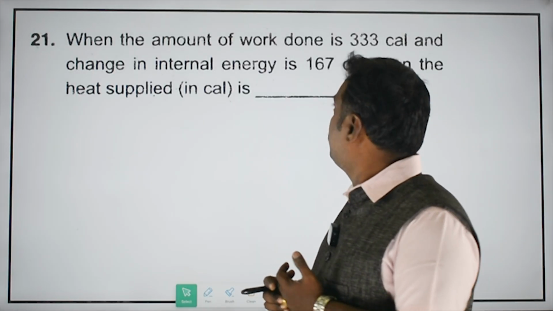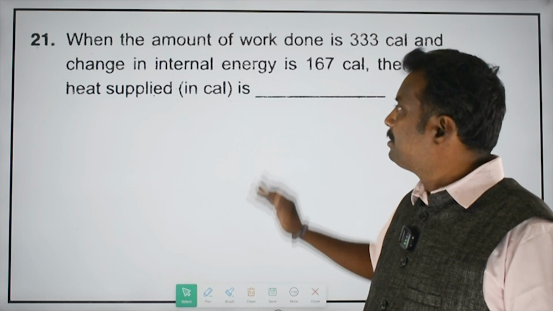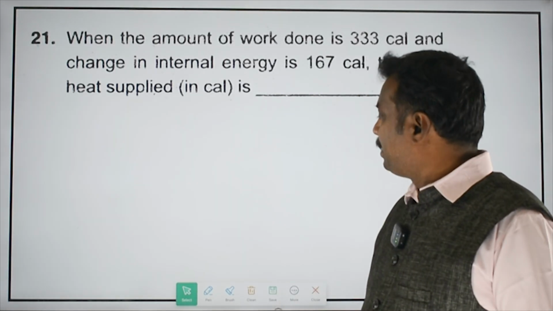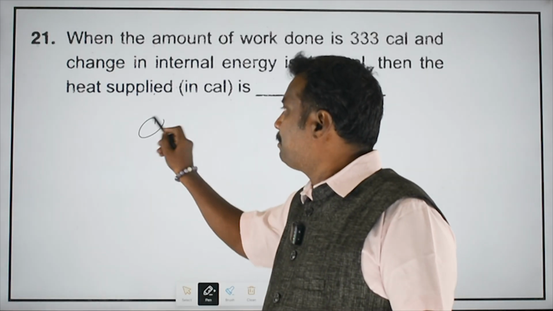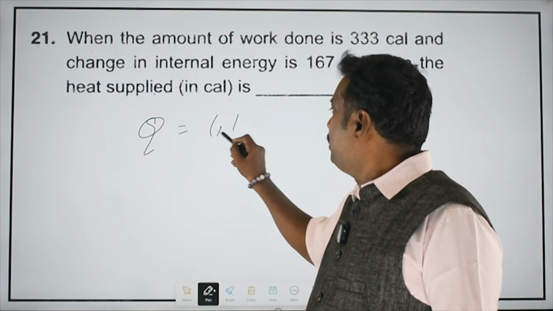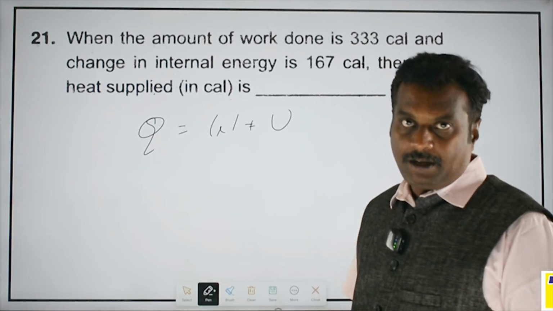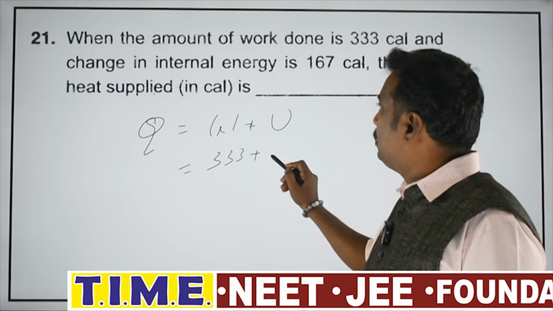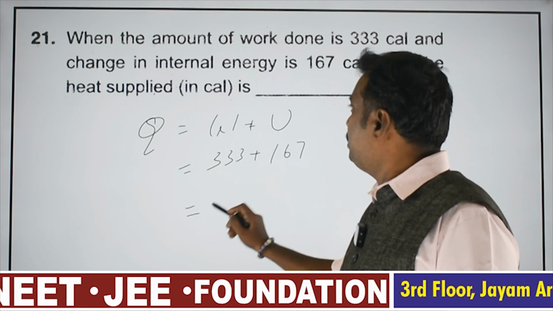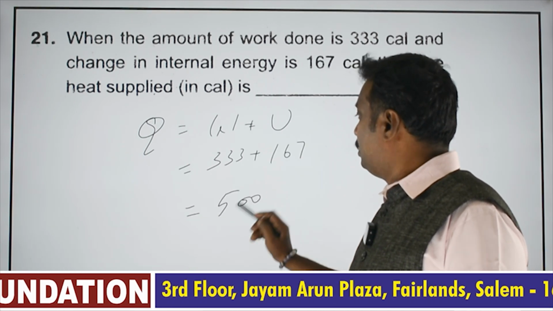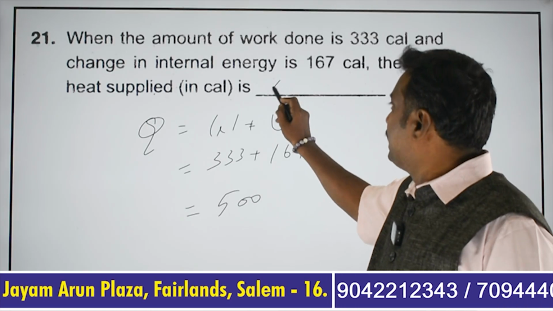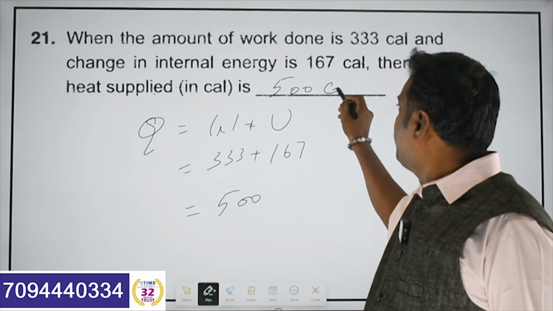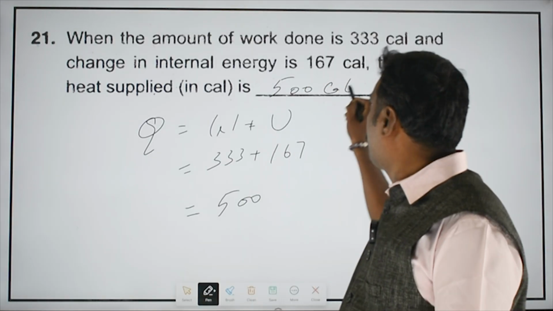The amount of work done is 333 calories. The change in the internal energy is about 167 calories and the heat supplied is what, they have asked. So the quantity of heat supplied Q is equal to work done plus change in internal energy. I am putting it as U, right? Now work done is 333 calories plus 167 is the change in internal energy. So it is 500 calories. When adding quickly, don't put something like 600. Be careful when you type your answers. Since 500 is given in calorie, you need not put the unit. Right, if you want you can put calorie.